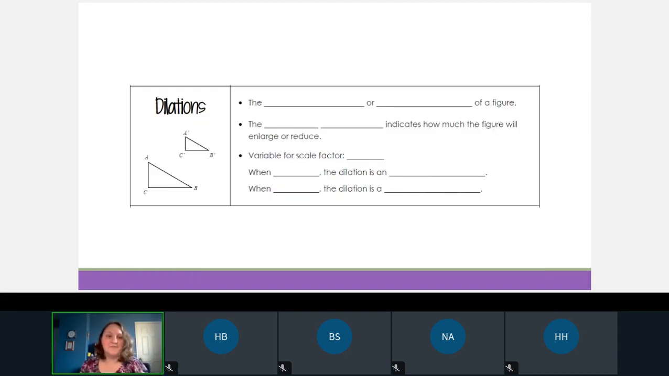All right, now we are going to move on to dilations. Dilations are not an isometry. We're going to take our shape and we're going to change it, but it's not an isometry. Okay, so think about the last time we were live, last Wednesday, we discussed an isometry. Anyone remember what an isometry is? You want to type it in the chat?